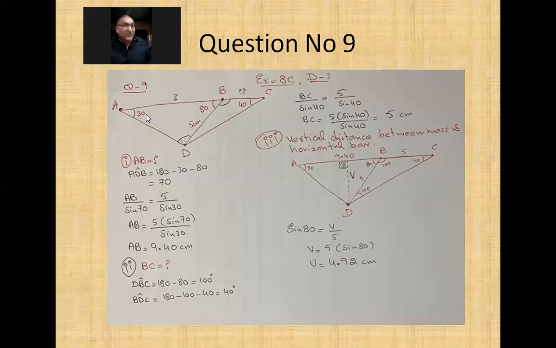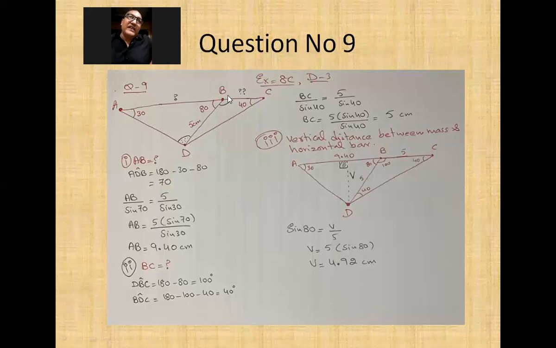The second part of question number 9 is, he says, the distance between B and C. So he wants you to find out the BC side. If you look at this triangle carefully, the BC side is the question. In the BCD triangle, this side is 5 centimeter, this angle is given, it is 40. Because ABC is a straight line, if this angle is 80, I can find this angle: it will be 180 minus 80, and that will be 100. Once you know these two angles, I can find this third angle BDC, and that will be 180 minus 100 minus 40, and that will give you 40 degree.